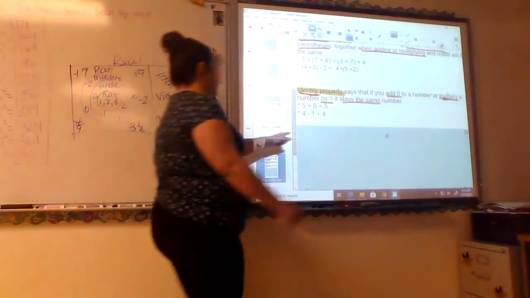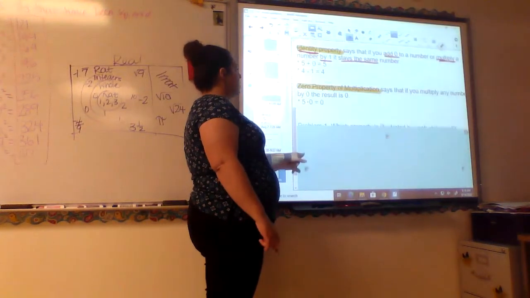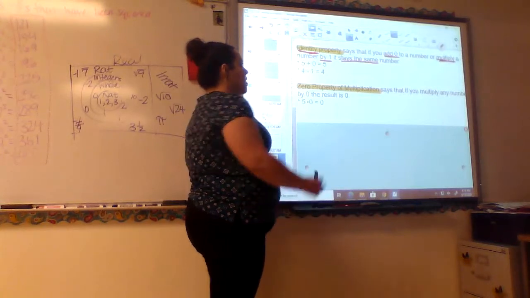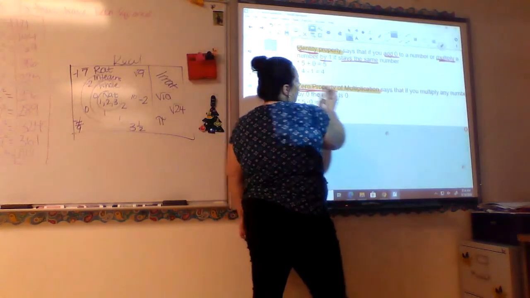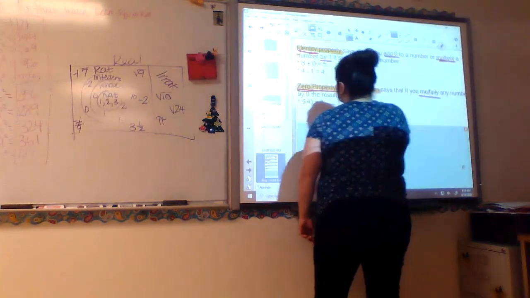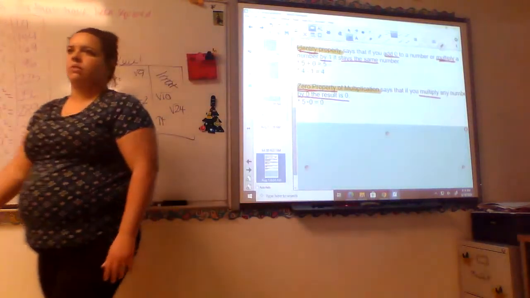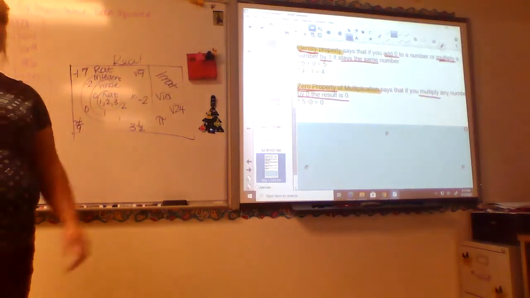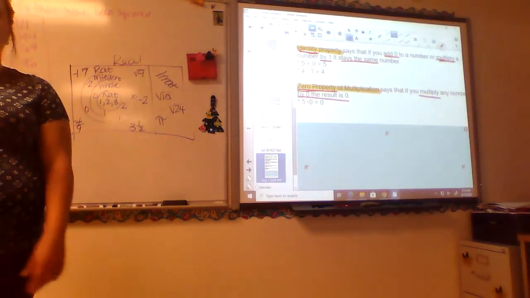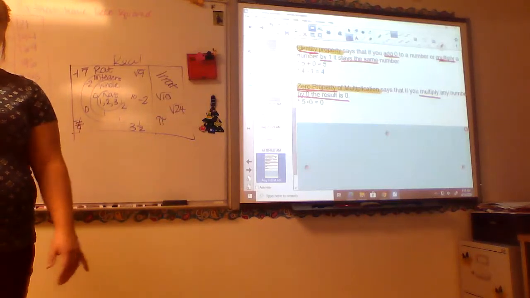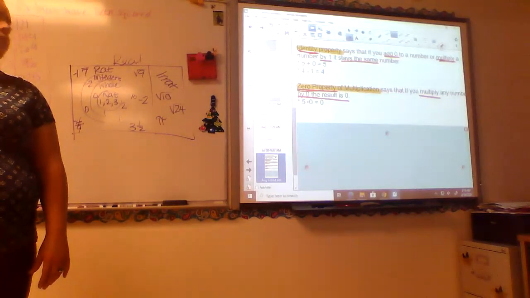Alright, and the last one is the zero property of multiplication. The zero property says that anytime that you multiply by 0, the result is 0. Any number times 0 is 0. 5 times 0 is 0. 99 times 0 is 0. 9,428,000 times 0 is 0. Any number times 0 is 0.